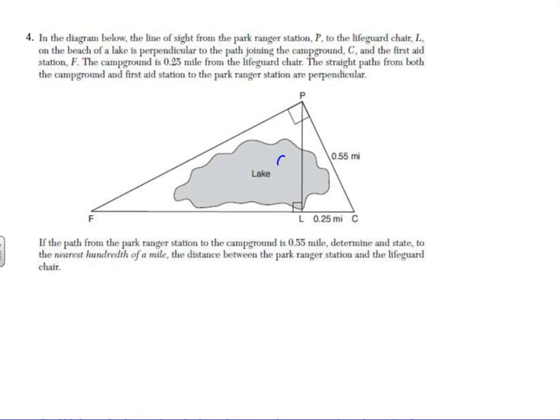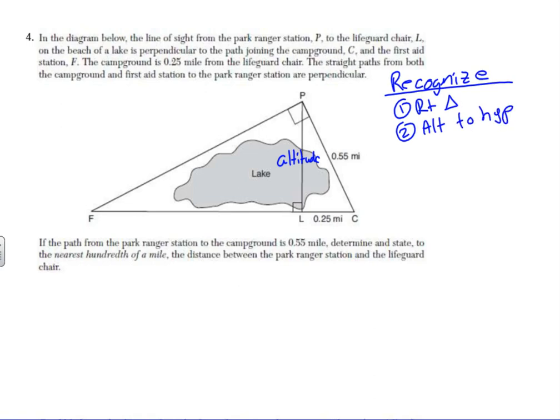So basically what they're saying in this is, let's recognize that this is an altitude. And the first aid station F, the campground is 0.25 miles from the lifeguard chair. The straight path from both the campground and the first aid station, the park ranger station, are perpendicular. So what we want to do, again, this is on your final exam or your unit test, is we want to recognize, number 1, we have a right triangle. Number 2, we have the altitude to the hypotenuse of that right triangle.